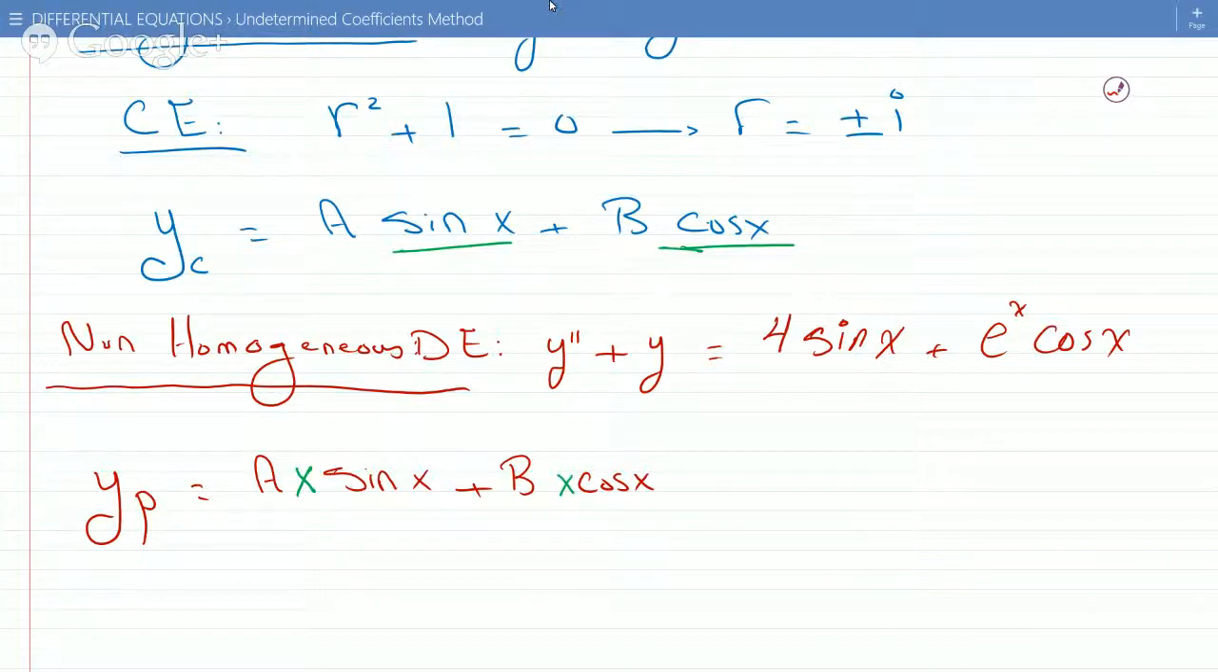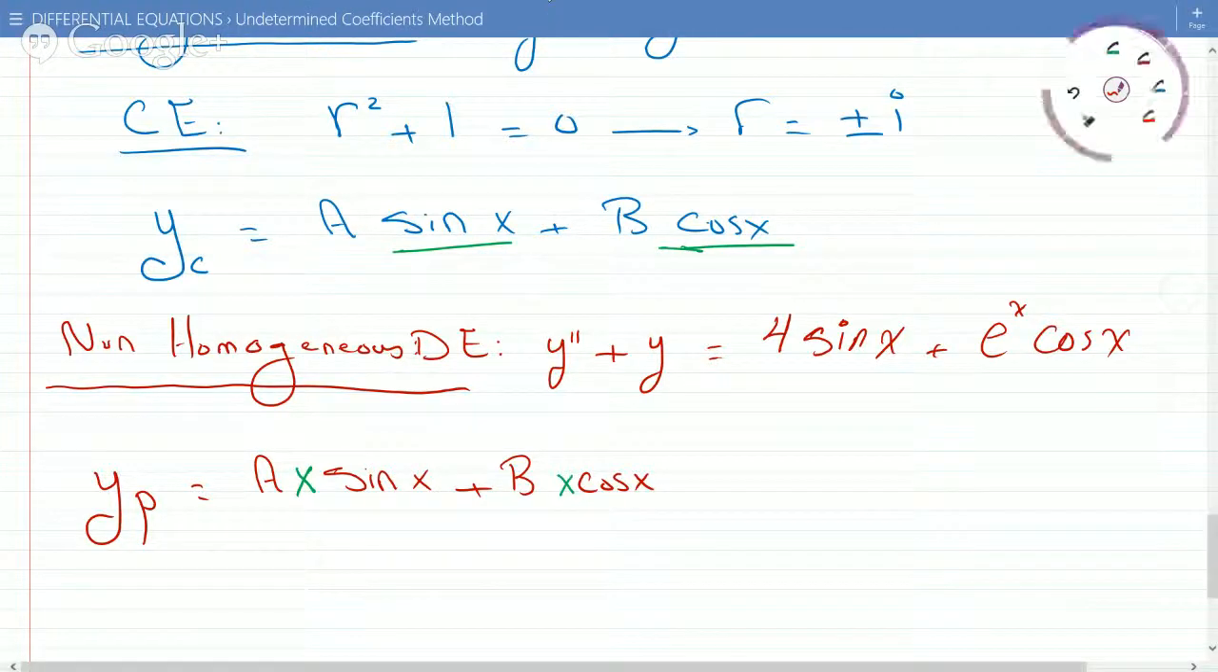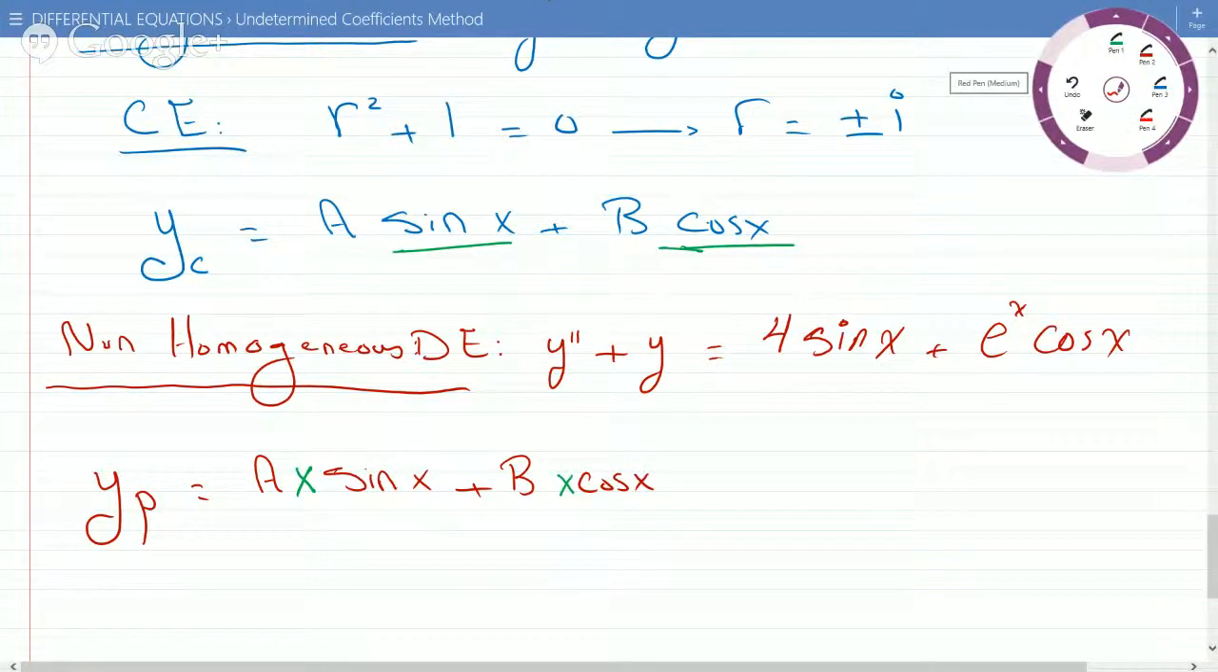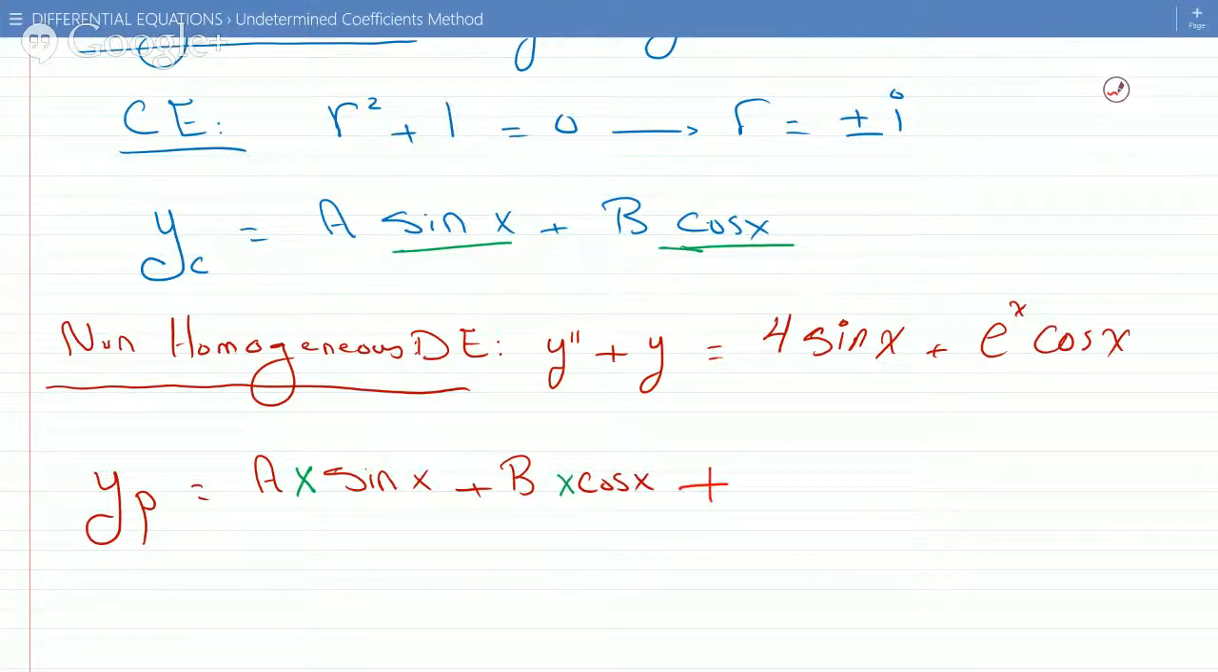So this x term is important, and that's why we solve the complementary first, to make sure that the assumed form of the particular does not have a repeating component to it. Because if it does, then we have to account for that, just like we did here, by multiplying each term by x. Right? So this is all coming from the sine.